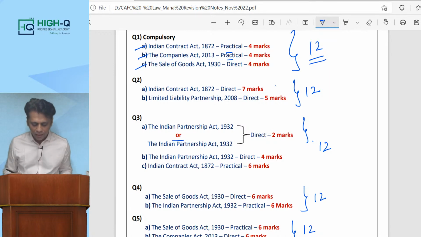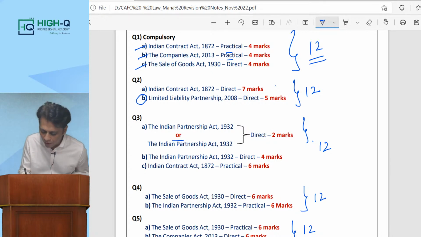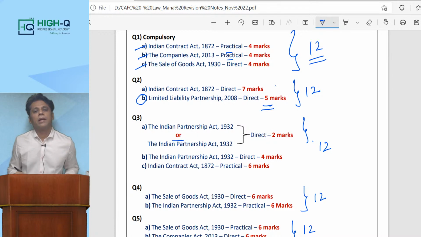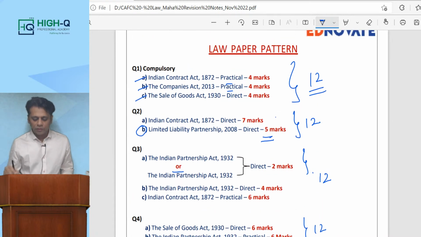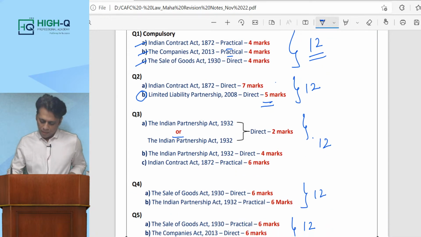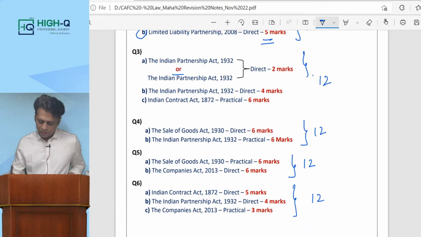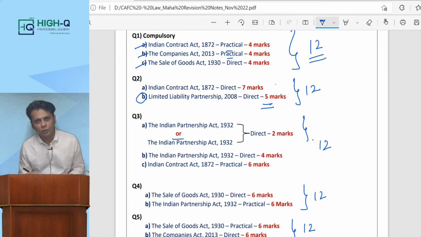Now if you see LLP, only one question of LLP is there, and that is for 5 marks in question number 2. So this is the probable paper pattern. Now the next stage. I hope this paper pattern is clear to you.